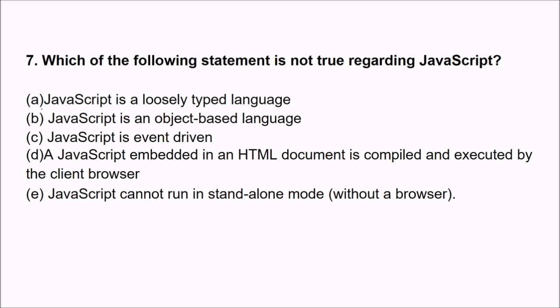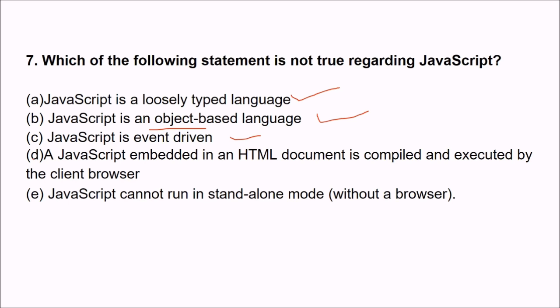7th. Not true. JavaScript is a loosely typed language. This is true. JavaScript is object-based. Very true. There is a difference between object-oriented and object-based. JavaScript is an object-based language. JavaScript is event-driven. Yes, you have functions here. Every event, based on the event, the JavaScript function works.